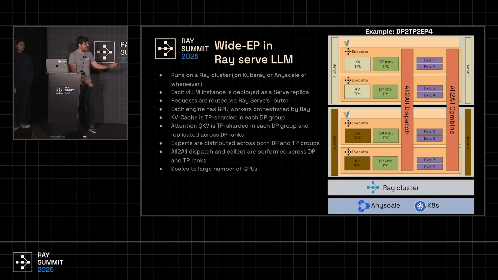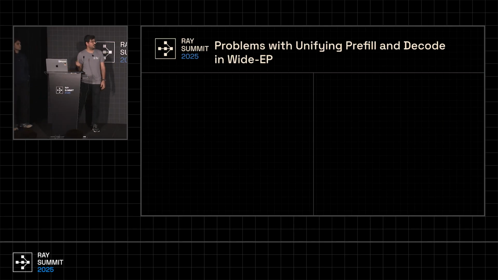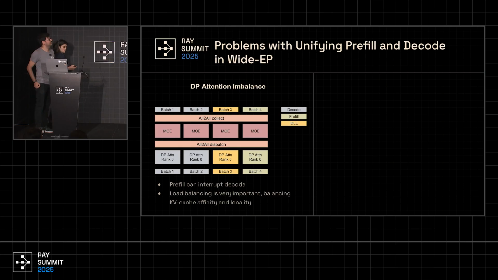This architecture is very cool. It scales to a large number of GPUs. And the more you scale it, the fewer experts per GPU you have, which makes your GEMM operations much more efficient and your GPU utilization higher. Cool. So now I hand it over to Seiji to talk about some of the problems we encounter when doing this.